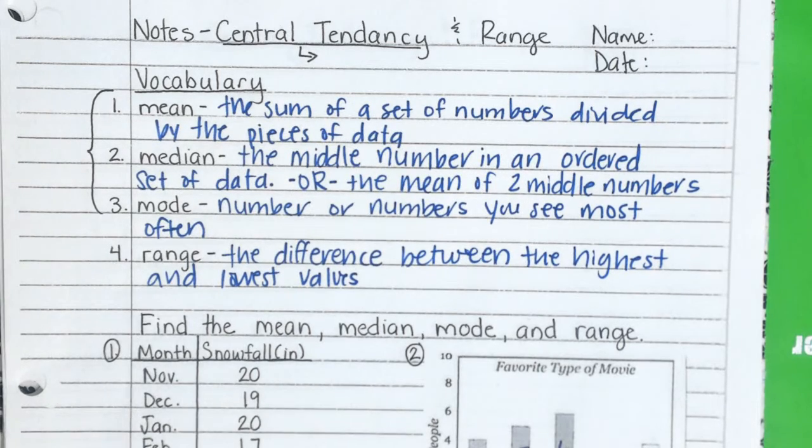The mean, again, is the sum of a set of numbers divided by the pieces of data. So you're dividing by the number of numbers.